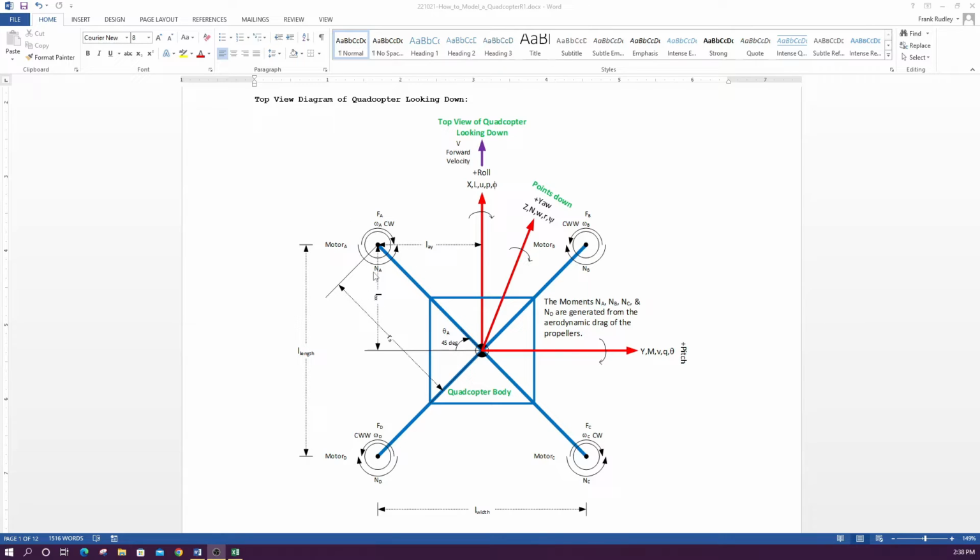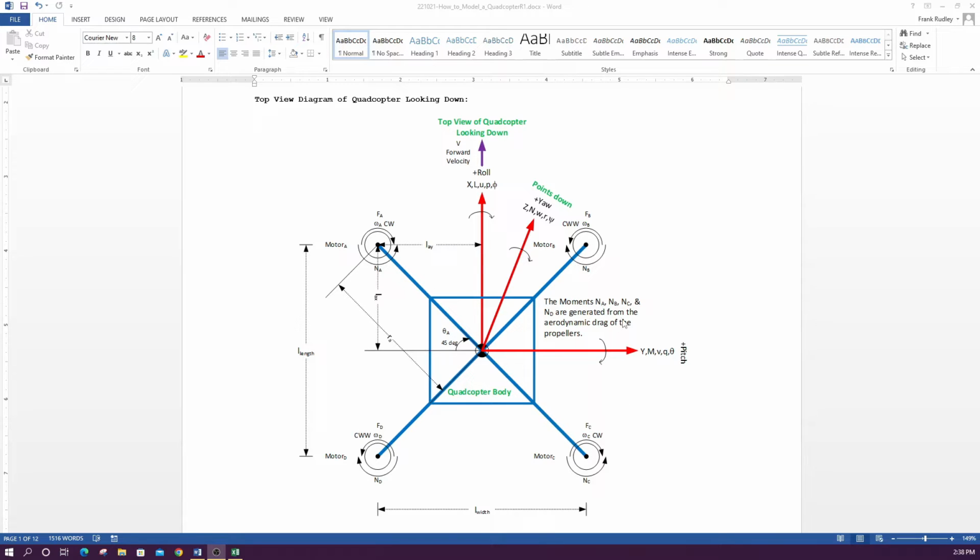N_A is due to the drag. The way these quadcopters turn is not very obvious. A lot of people might think it is because of the change in angular momentum, but that all cancels out.